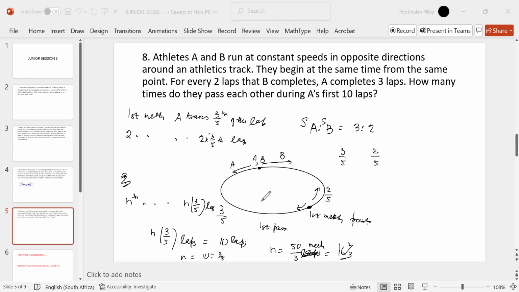So it covers 3/5 after the first meeting, and there are several 3/5. You want to know how many 3/5. Each 3/5 will give you a meeting point. You want to know how many 3/5 are there in 10. Essentially, that's what you want to do, right? How many 3/5 are there in 10? So you have to divide 10 by 3/5. So that is what you got here. All right.